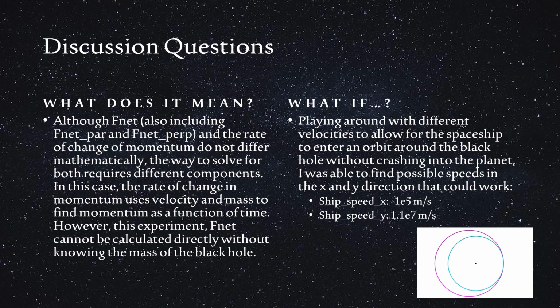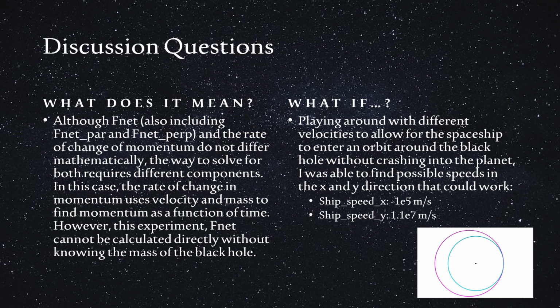Playing around with different velocities to allow the spaceship to enter an orbit around the black hole without crashing into the planet, I was able to find a possible speed in the x and y direction that could work. The ship speed in the x direction could have been negative 1 e to the 5th, and the ship speed in the y direction could have been 1.1 e to the 7th.